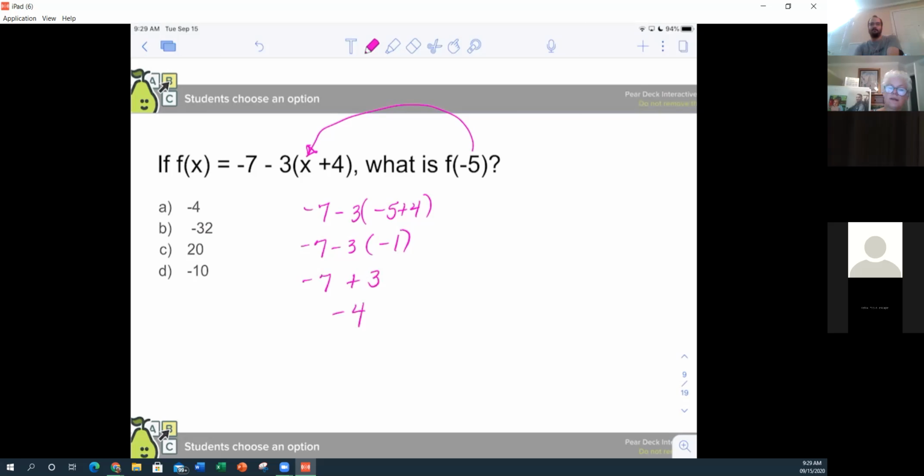And y'all could have done that differently for sure. But hopefully everyone sees, if you missed it, why you missed it. Probably there was a sign somewhere that you didn't do correctly. So watch those signs.